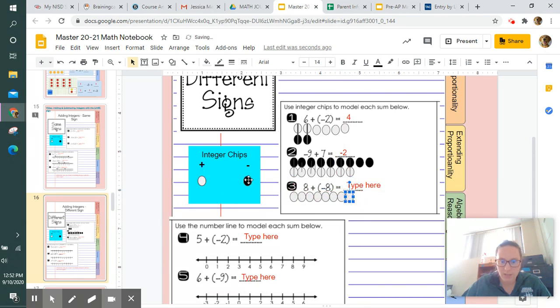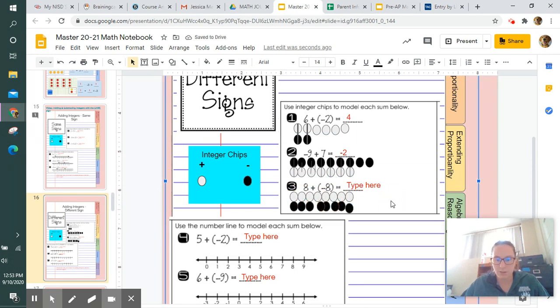And then we're going to do 8 negative chips. So 1, 2, 3, 4, 5, 6, 7, and 8. And then we're going to do the same thing where we make our 0 pairs.